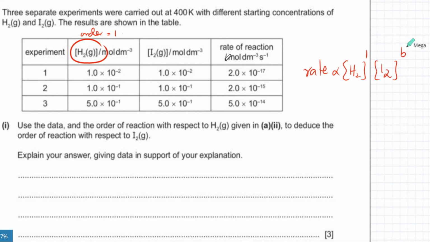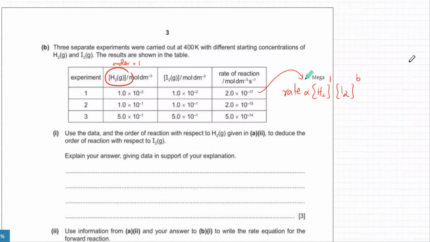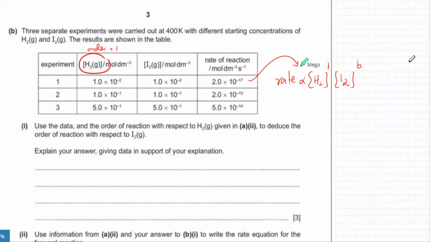What I'm going to do is plug in the data from each experiment into this rate equation, which I've partially figured out. I know this is one. I don't know what the other one is. So I'm going to plug in the data from the first experiment into this equation. If I do that, the rate value for the first one is 2 times 10 power minus 17.